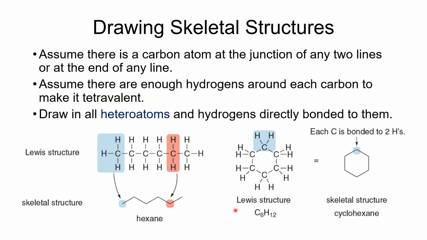All right. So here we've got the Lewis structure for cyclohexane. Cyclohexane, C6H12, and you'll notice that each carbon has 2 hydrogens on it, and that they are all in a ring. All 6 of those carbons are in a ring, and so we simply draw a hexagon, a regular hexagon, and the 2 hydrogens on each carbon are implied.